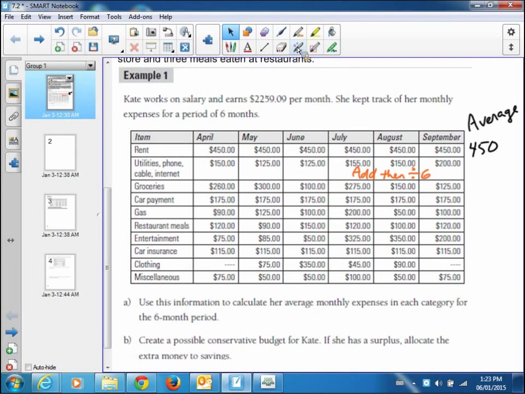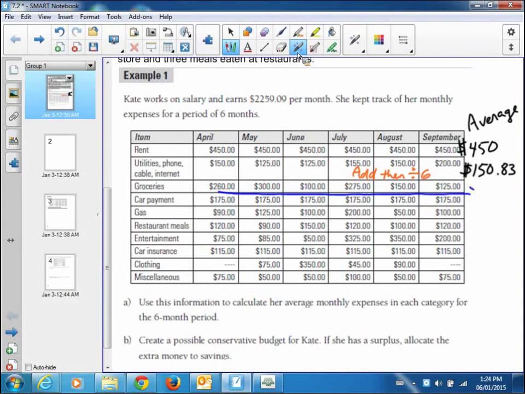Add then divide by 6. Somebody's got this work done. What's that? $150.83, if I heard the 83. Yeah, that sounds super. 150.83. Now, any of these categories, Zach, you probably already have them done, right?